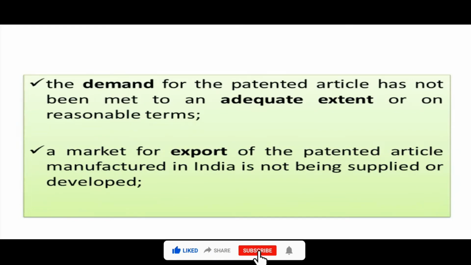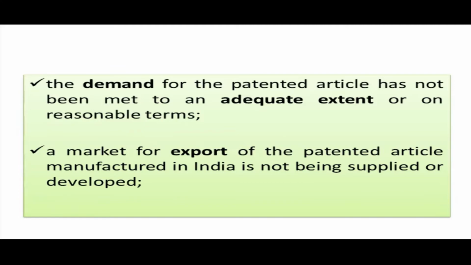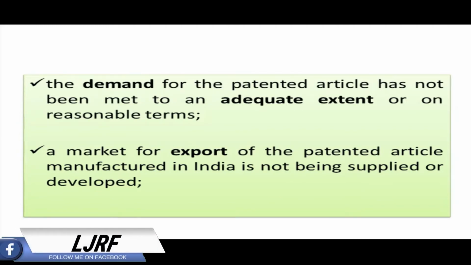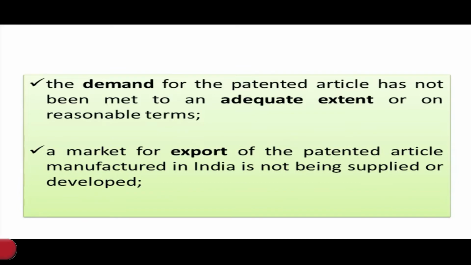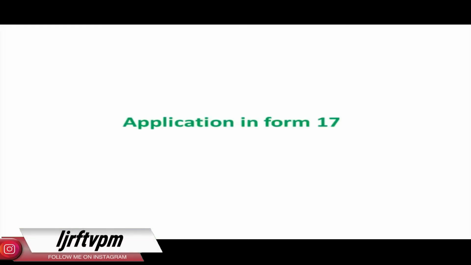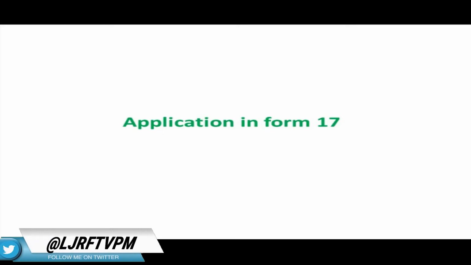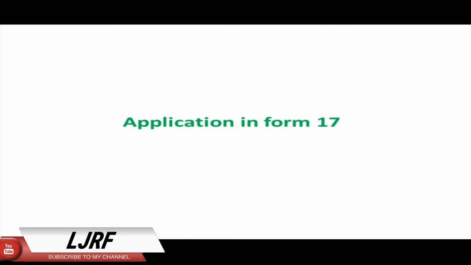That is also a consideration: if the patent holder is actively preventing that, or is not doing that, it is also one of the considerations the Controller of Patents has before him as far as the grant of a compulsory license is concerned. Now, the application for a compulsory license is stipulated in Section 17. That may not be of much importance to us, but I thought of just mentioning it.